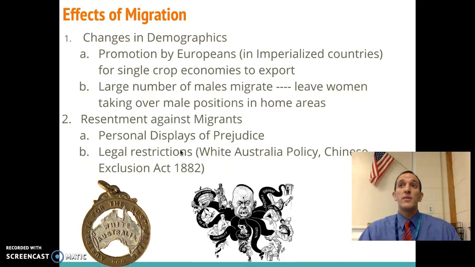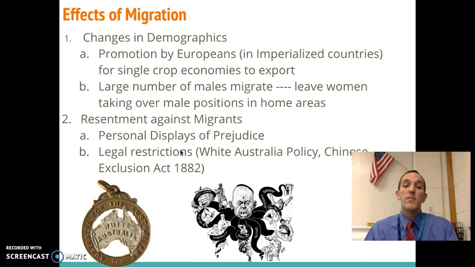Number two is there's going to be a large number of males who are going to migrate. They are going to leave women in these countries, their wives, back home. These women are going to have to take over male positions. So they're going to have to be in charge of the home, in charge of maybe a local small business. So we're going to see women kind of shift into these positions back at home as we see the unequal balance of male versus female. So that's the demographic changes.